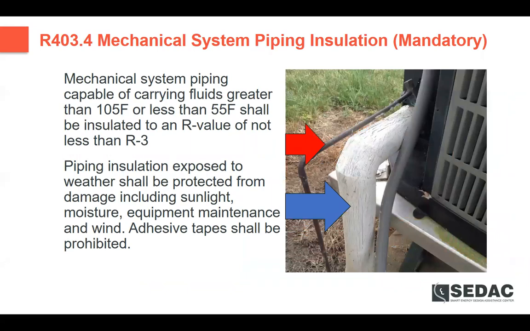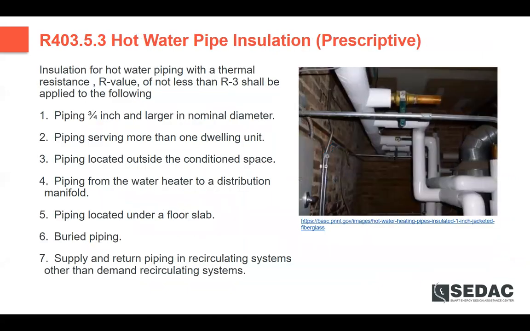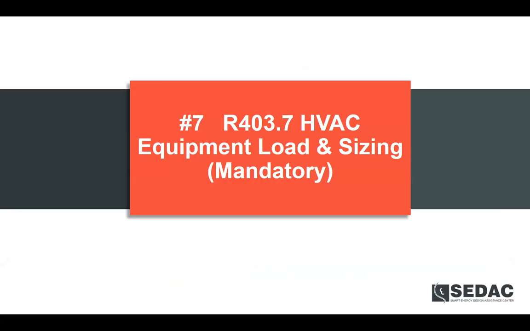Mechanical system piping insulation. It's mandatory. You can see one pipe is very well insulated there. These are your refrigerant lines to an AC unit. The other one is uninsulated. That probably would not pass code. Likewise, hot water pipes, those need insulation too. R3, not less than R3, should be applied to the following, as you can see in the list right there. Always a good practice to insulate your piping.